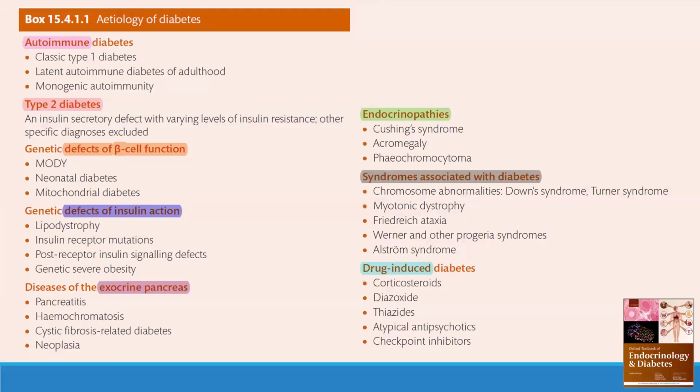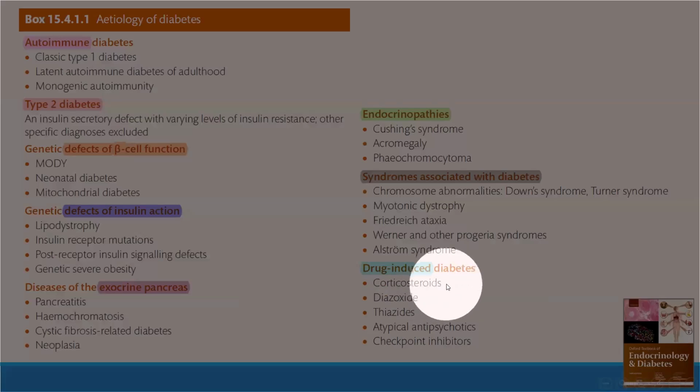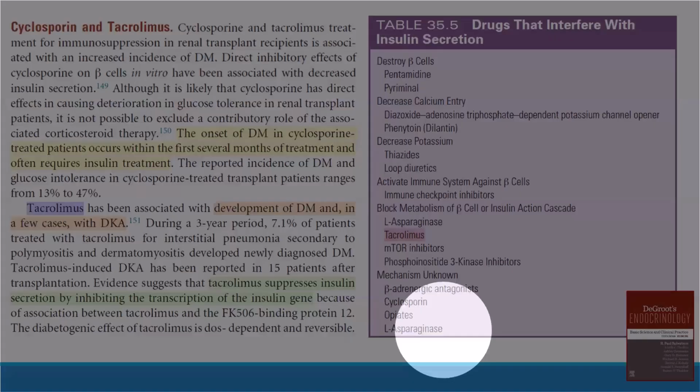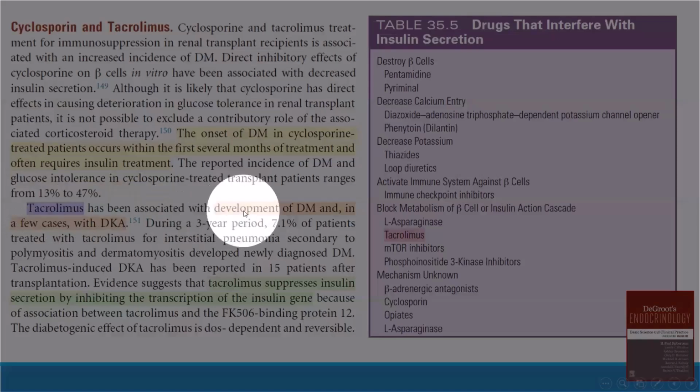This is the same table, but I will focus on drug-induced diabetes mellitus, which includes diazoxide, steroid, thiazide, antipsychotic, and don't forget tacrolimus. Tacrolimus is a very important drug that can cause diabetes in a patient with organ transplantation. Tacrolimus is associated with development of diabetes mellitus and, in a few cases, DKA. Its mechanism is suppression of insulin secretion by inhibiting the transcription of the insulin gene.